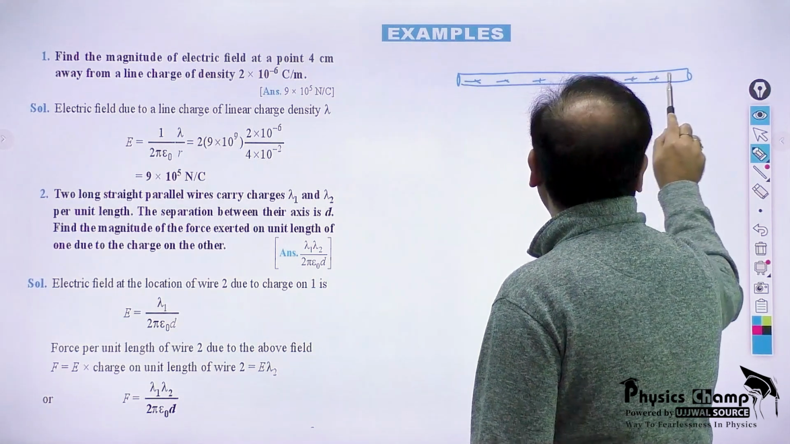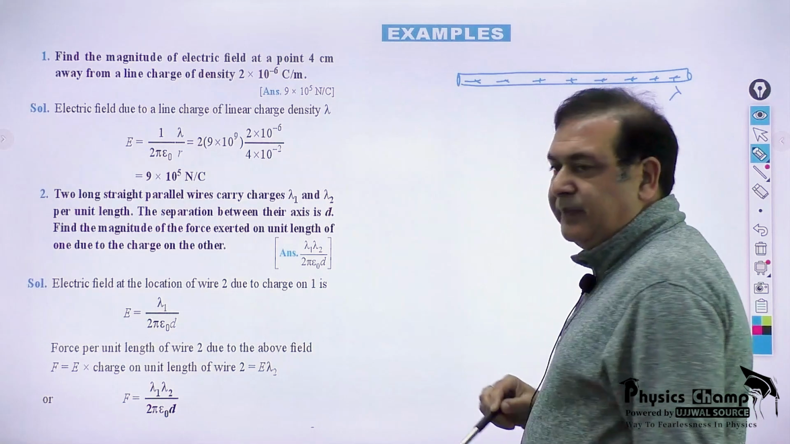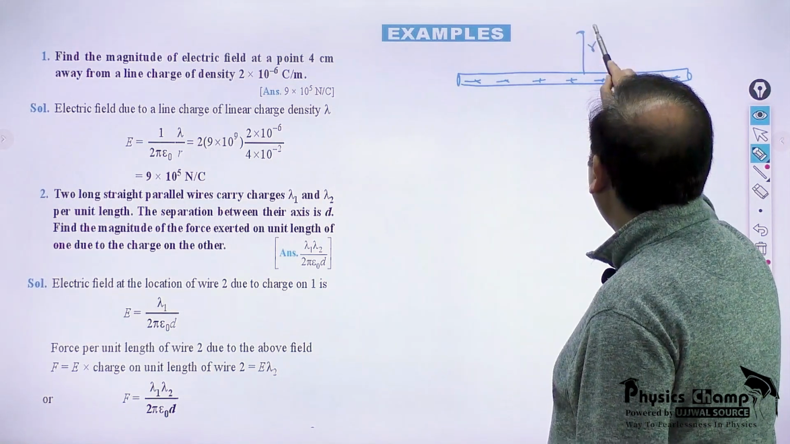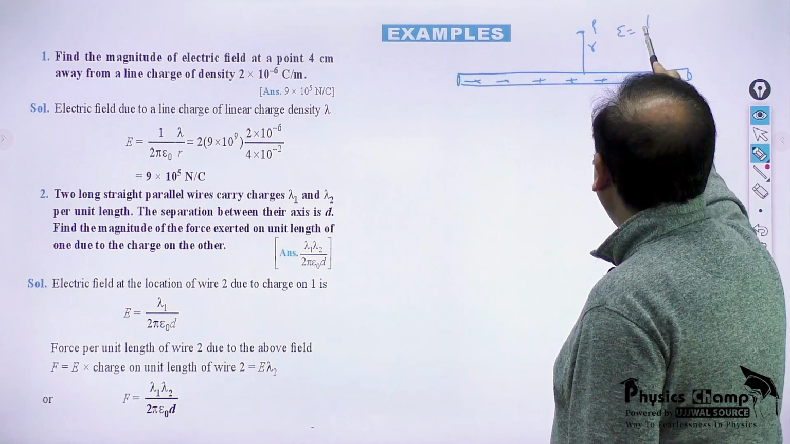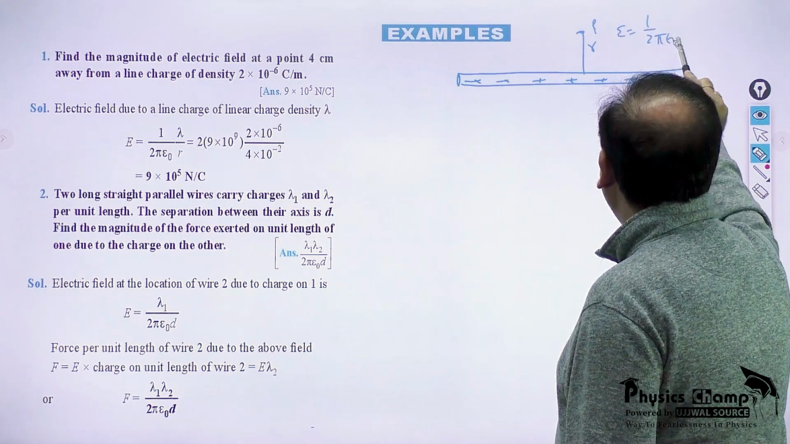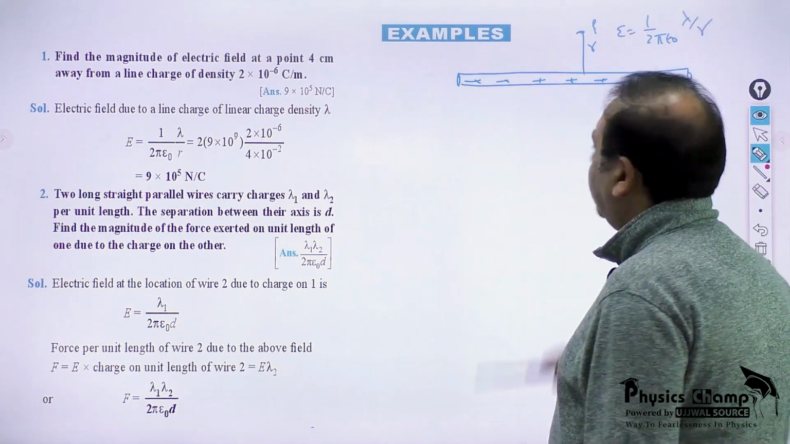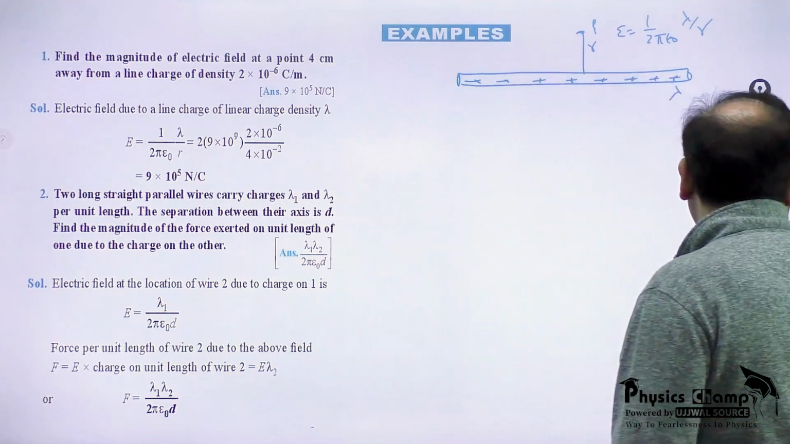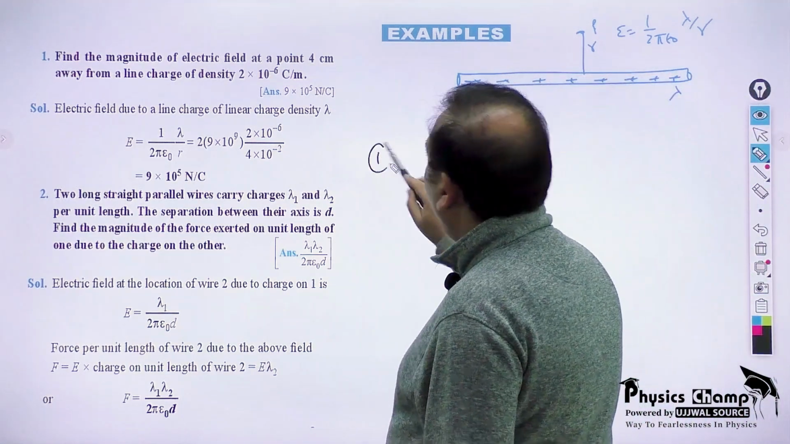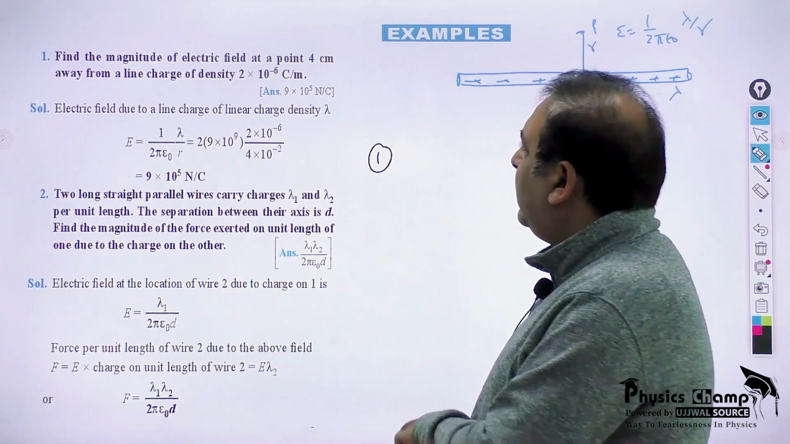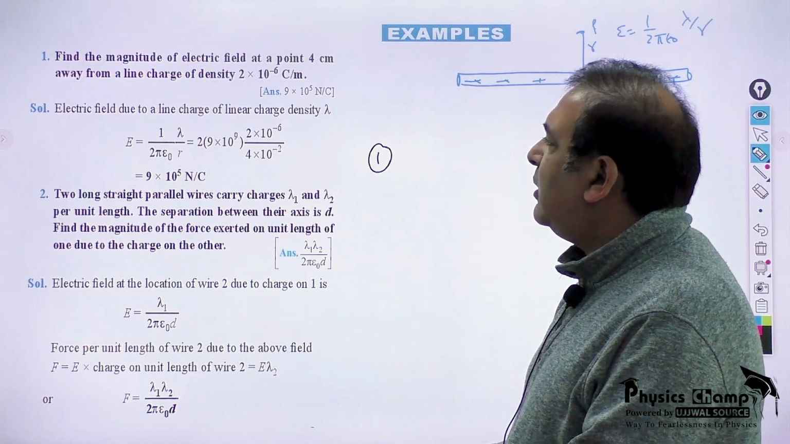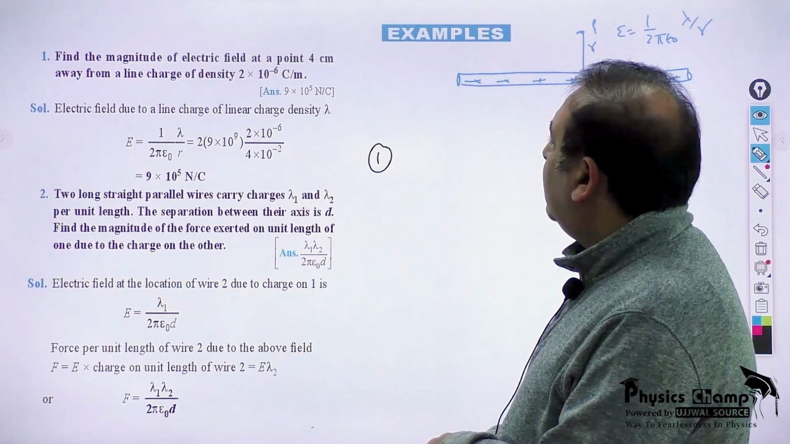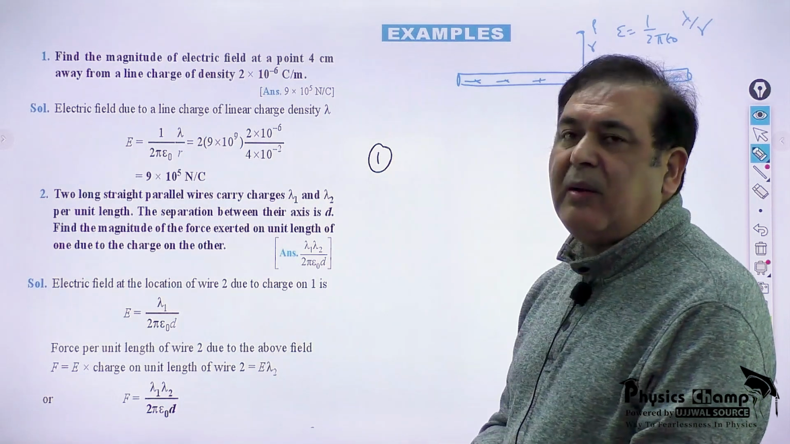with a line charge density lambda and you're looking for the electric field at a point P at a distance r, the electric field is 1 by 2 pi epsilon naught lambda by r. Now the first question, which says find the magnitude of electric field at a point 4 centimeter away from a line charge of density 2 into 10 to the power minus 6 coulomb per meter.